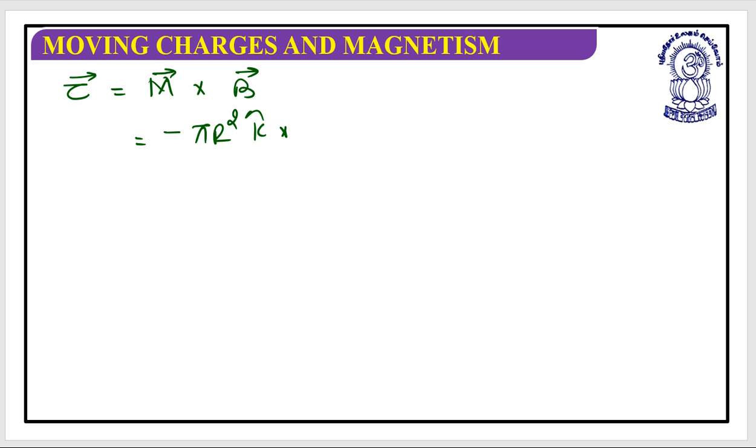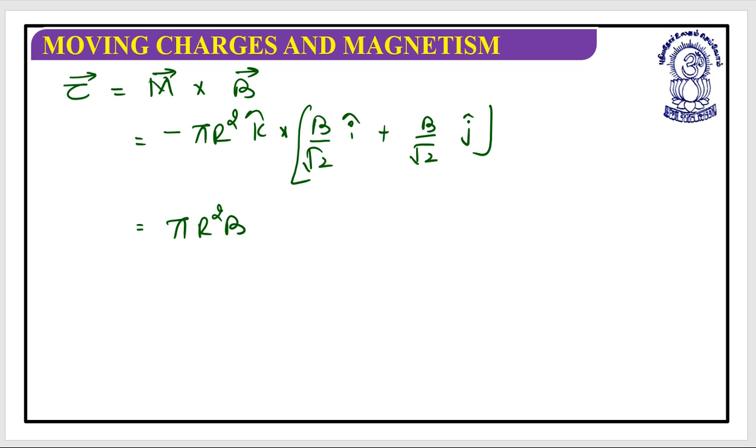A cross product with B by root 2 I cap plus B by root 2 J cap. If I perform this, what I am having is pi r square B divided by root 2 into bracket I minus J. Yes, I have performed the cross multiplication and I am having this, it's I minus J.